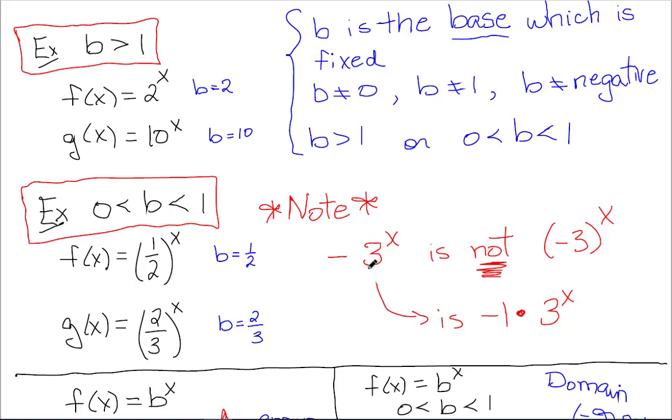Now, one source of confusion is if you see -3 to the x. This is not -3 raised to the x, because remember, b cannot be negative. So what is this thing when you see it? Well, what it is is -1 multiplied by 3 to the x. And the reason you know that is from what's called order of operations, which one comes first. And exponents take a higher priority over multiplication.